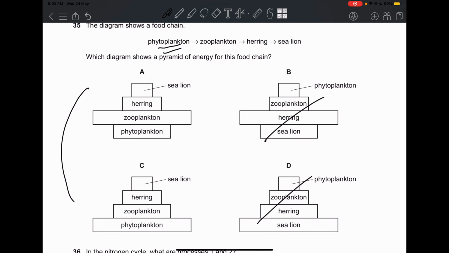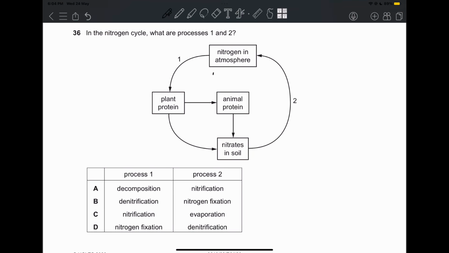A is not correct because the zooplankton is not supposed to have the most energy in the whole food chain, because the most energy belongs to the producer, which is usually a plant. So C is going to be a correct answer.